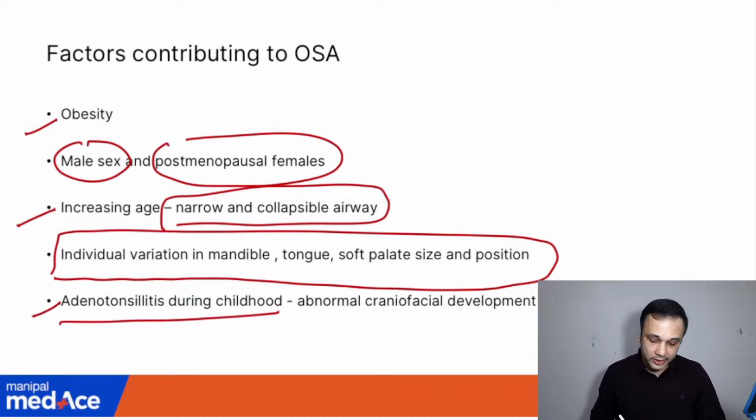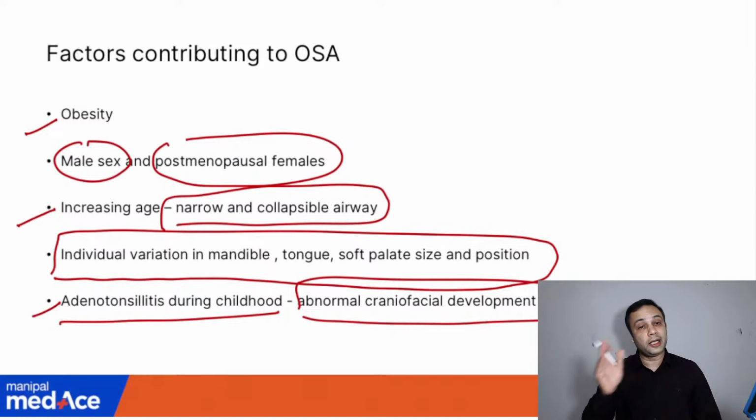You have adenotonsillitis during childhood, which produces obstruction in the airway. Nasopharyngeal obstruction due to adenoids and oropharyngeal obstruction due to enlarged tonsils can also lead to abnormal craniofacial development, but in itself it can produce obstructive sleep apnea.